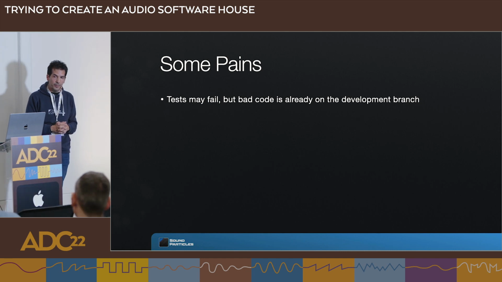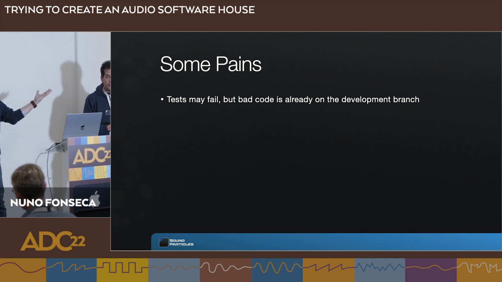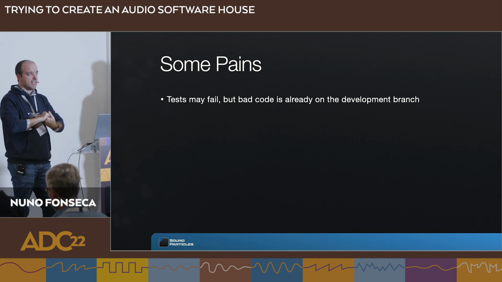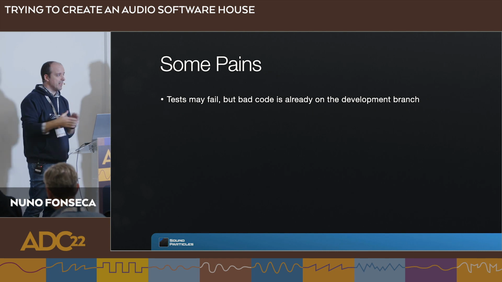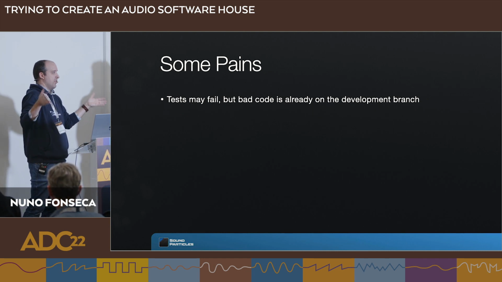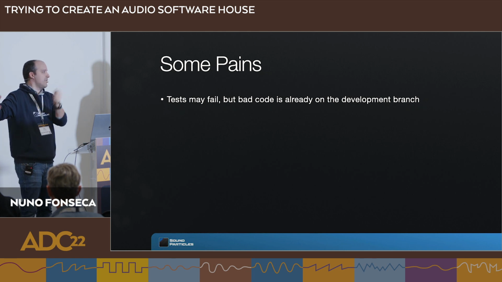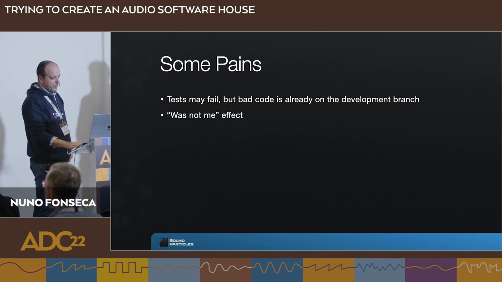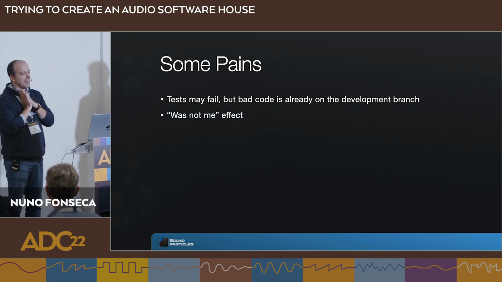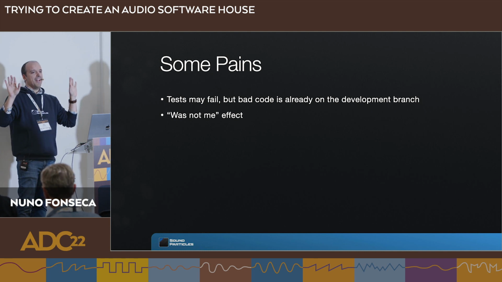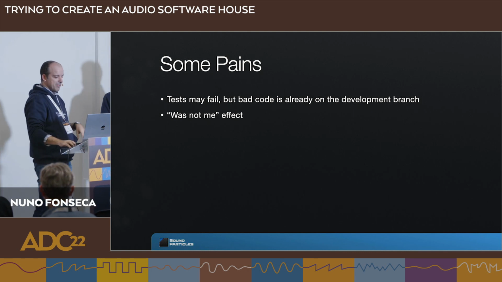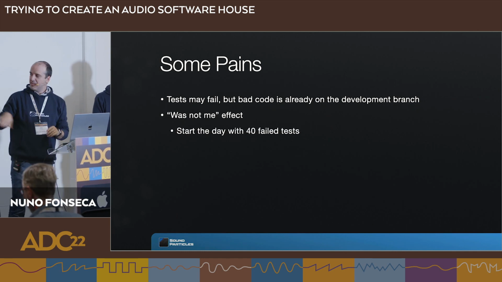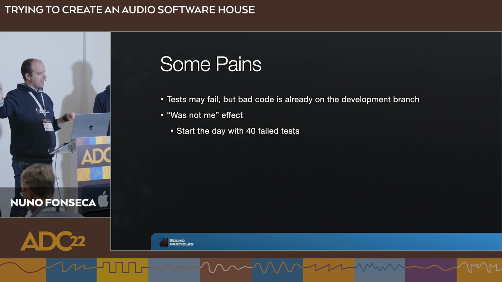Okay, so some of the pains. Yes, now we have automated tests, but there are still some pains. The first pain is that, okay, during the night the test will fail, but the bad news is that the bad code is already on development. Yes, you can try to unroll it and all of those things, but part of the problem was there. And then it's something that I usually call 'was not me'. So pretty much imagine this scenario. This happens a lot of times. You start the day and during the night you find out there are 40 tests that have failed, okay?